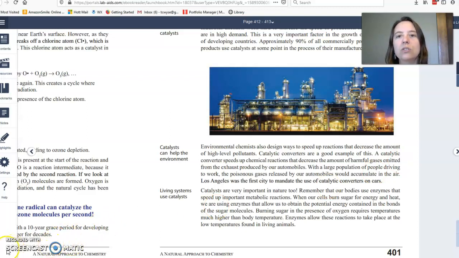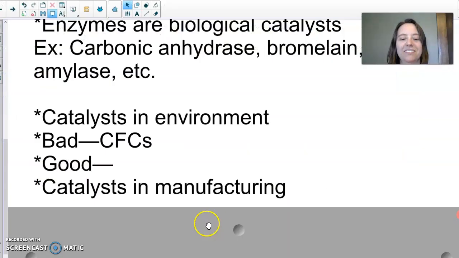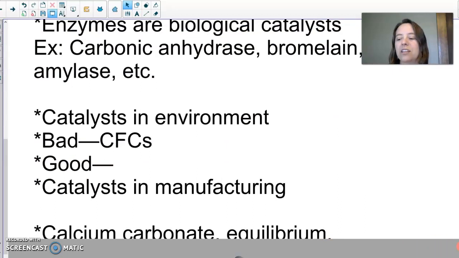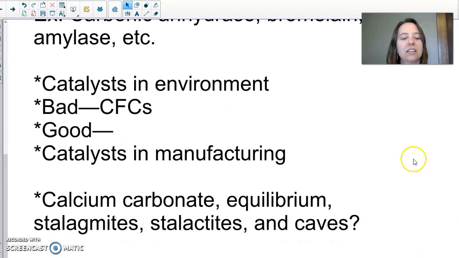So you'll want to do 1 or 2 examples of a good catalyst in your notes before moving on to the next thing. Cave chemistry is the next thing. So please write down calcium carbonate is in equilibrium, and then there are stalagmites, stalactites, and caves. How do all of these things relate?